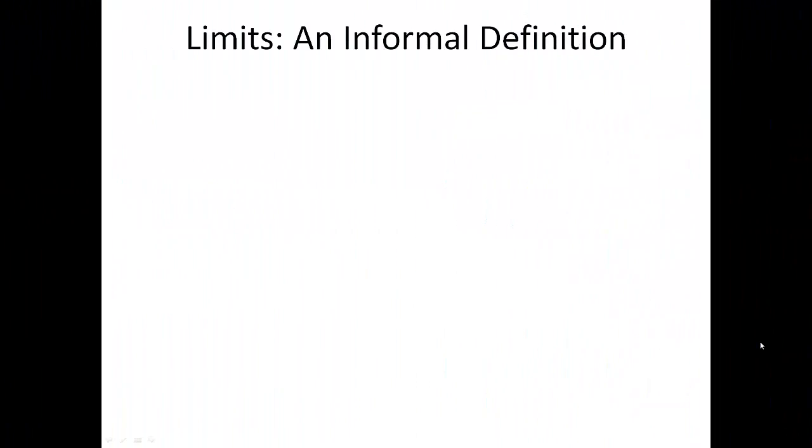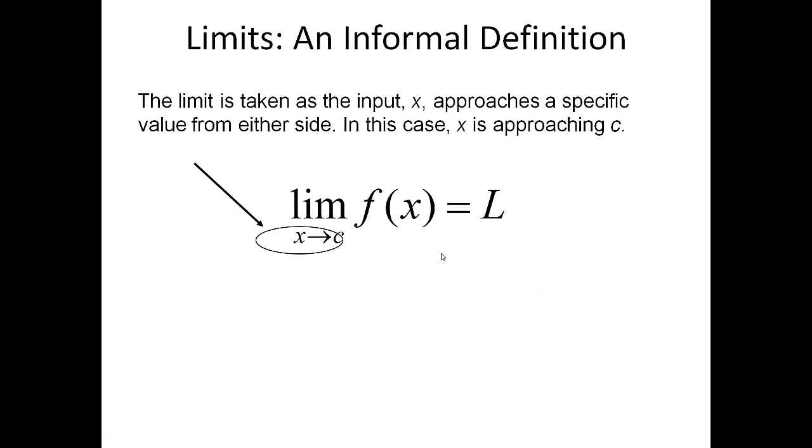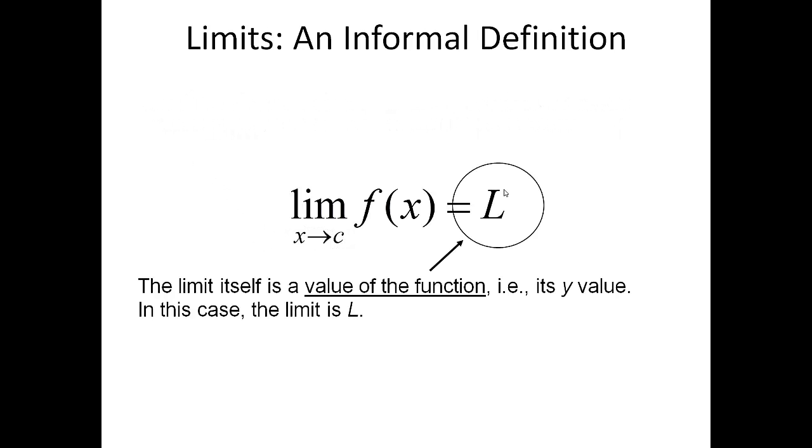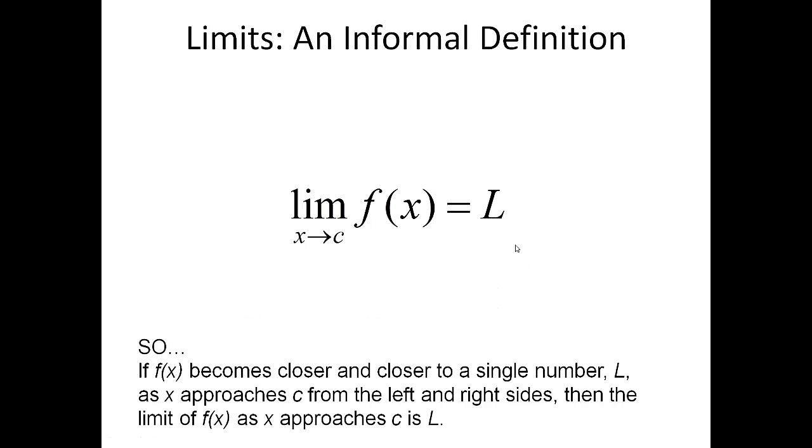Let's start our discussion of limits with an informal definition. A limit is taken as the input of the function, x, approaches some value from either side. In this case, x is approaching the number c from both the left side and the right side. And the limit is the value of the function as x approaches c from the left and the right. So if f of x becomes closer and closer to a single number L as we approach that number c from the left and the right, then the limit of f of x as x approaches c is L.